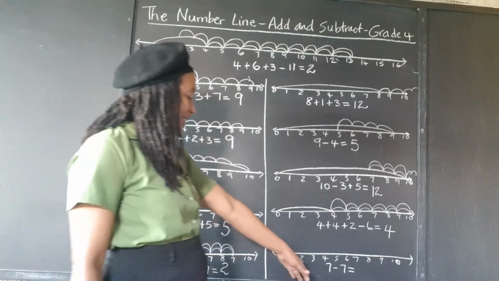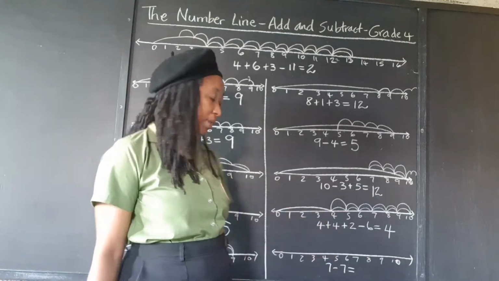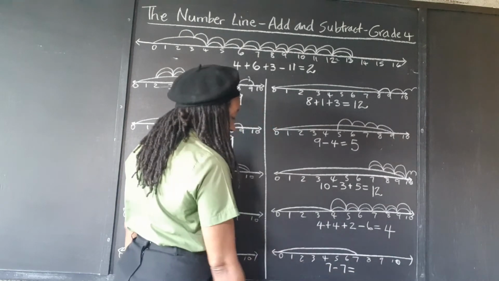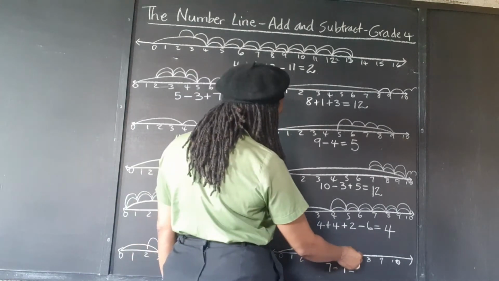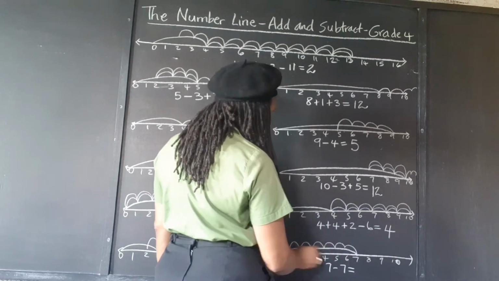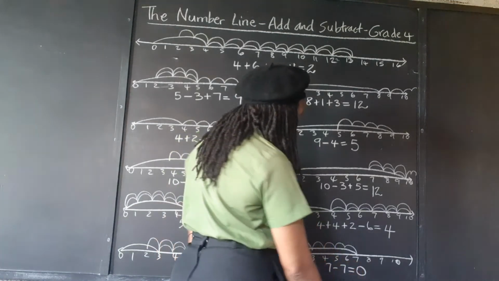Finally, 7 take away 7. So 0 to 7, that's the first move, right? 7. And then we're going to go back 7 places. 1, 2, 3, 4, 5, 6, 7 takes us to 0.